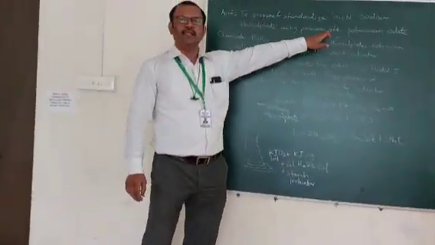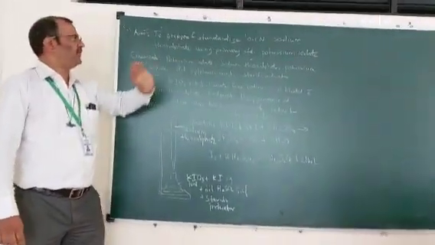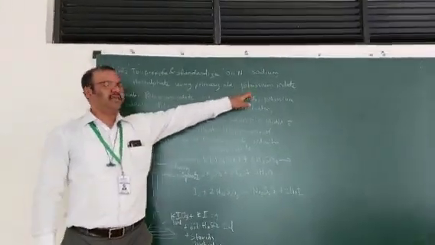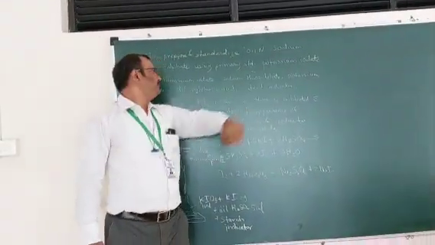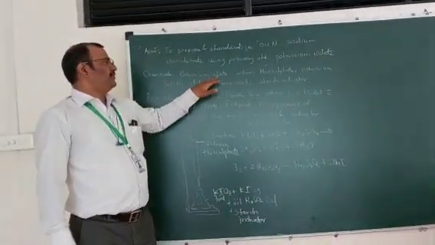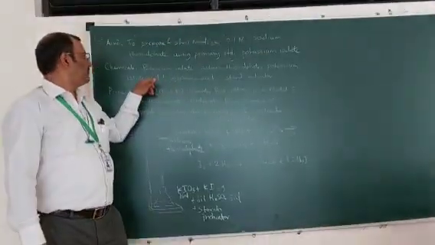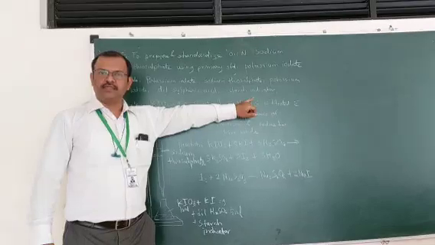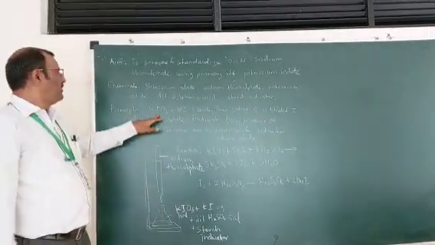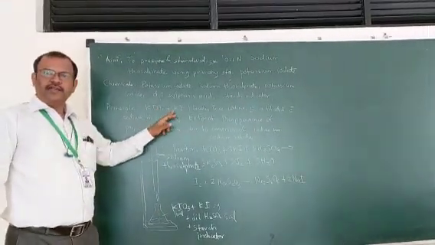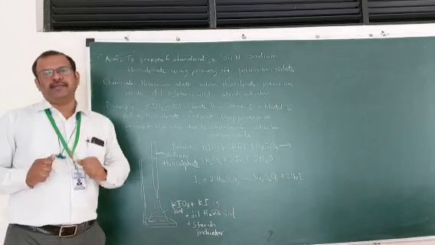Aim: to prepare and standardize 0.1 normal sodium thiosulphate solution. What is the primary standard? Potassium iodate. The chemicals we use are potassium iodate, sodium thiosulphate, potassium iodide, dilute sulfuric acid, and starch indicator. Already discussed. So when we add potassium iodate and potassium iodide, iodine is liberated.